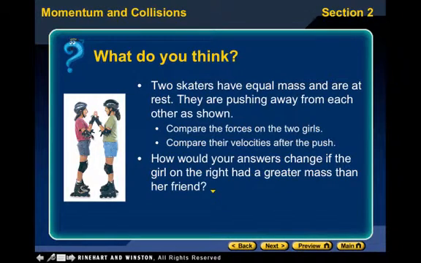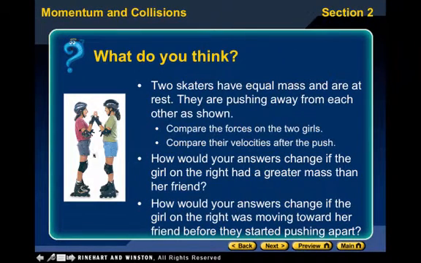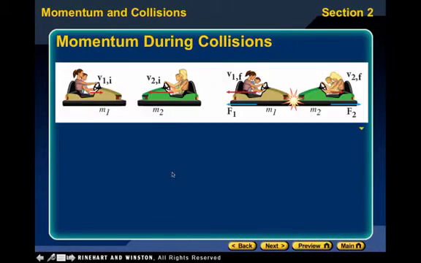If they have equal mass, their forces should be equal to each other. I guess it does say equal mass, and so the forces would be the same and their velocities would be the same, right? If the one on the right had greater mass, she'd be able to push with more force, moving this one a little faster. And then how would your answers change if the girl on the right was moving towards her friend before they started pushing apart? Okay, think about those as we go through this.